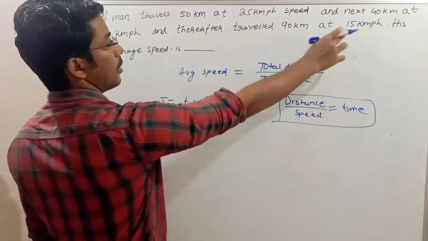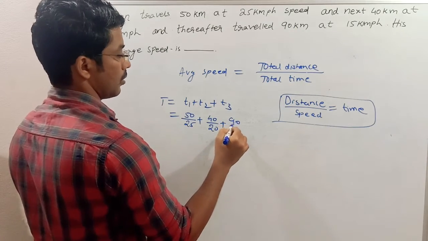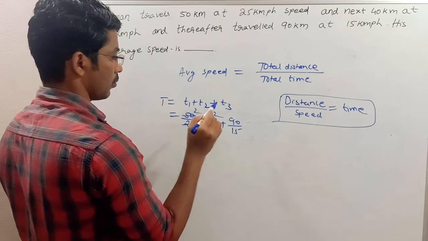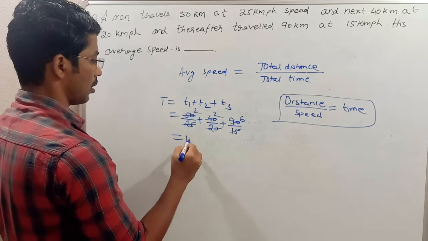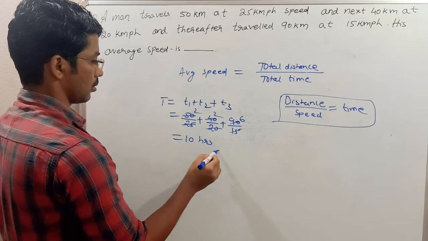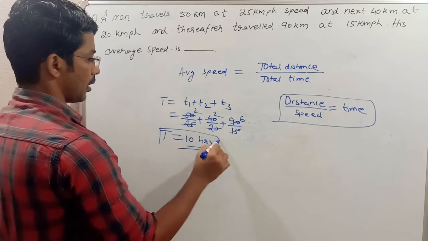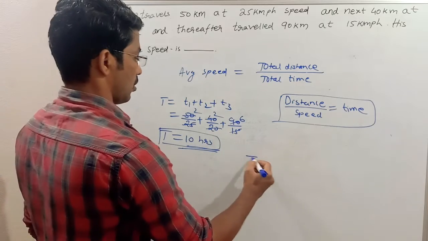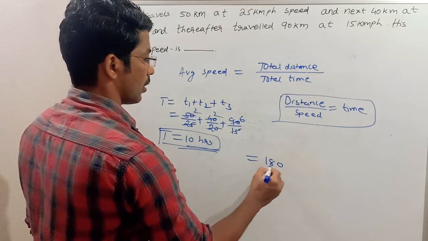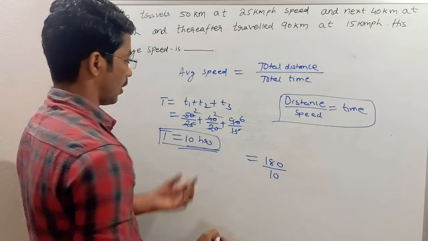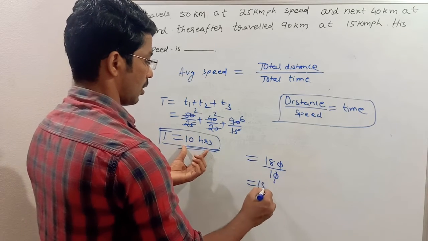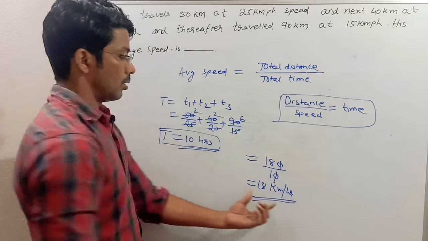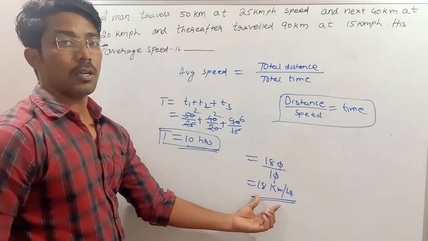Next, third case: 90 distance, speed is 15. So the total time taken by him to travel the total distance is 10 hours. So the average speed is total distance 180 by 10, so 18 kilometers per hour. So this is the average speed of his total journey.